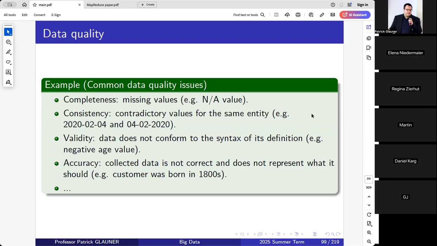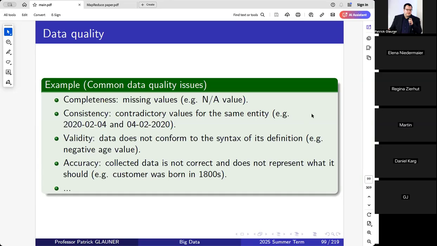Then sometimes the data is not valid, because maybe you're storing an age of a customer, and maybe you're storing negative values in that field. So that would be invalid. Or your data is maybe not accurate anymore. Maybe the data is correct, but just outdated from a long time ago. Or maybe it just doesn't make sense because the customer was born 200 years ago. It's maybe valid, but it just does not really represent anything useful. So there's some error.